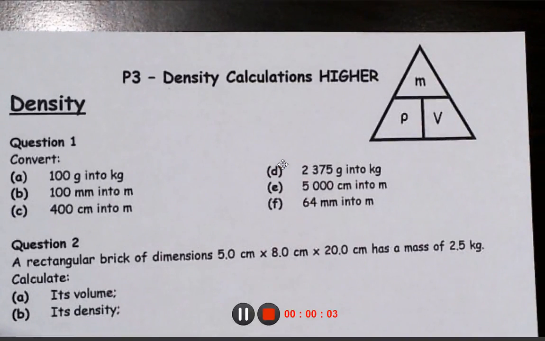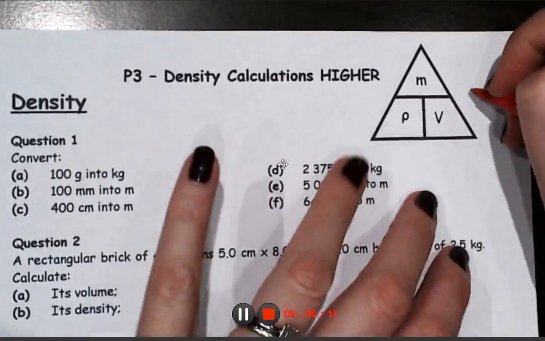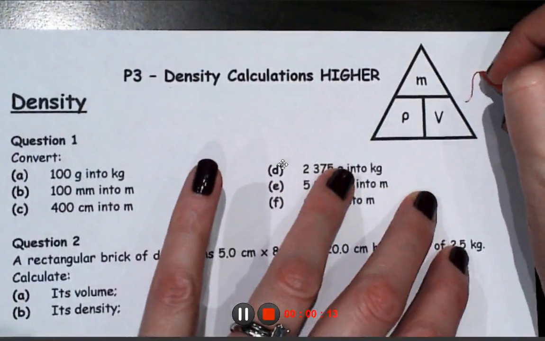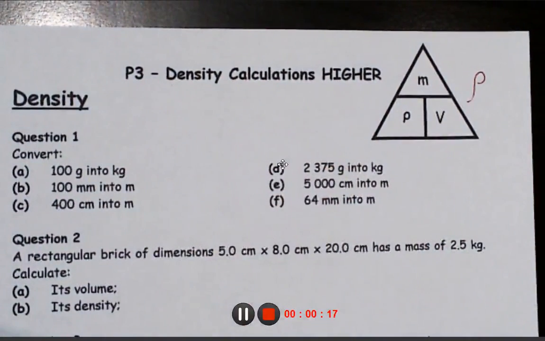Hello, I'm going to go through the answers to these density calculations. You might notice here in the triangle that they use this symbol. It looks like a P, it's actually rho. So if I was to draw it, it looks like that. It means density. So in the PowerPoint where it uses D for density, the actual symbol is rho. It's up to you which one you use.